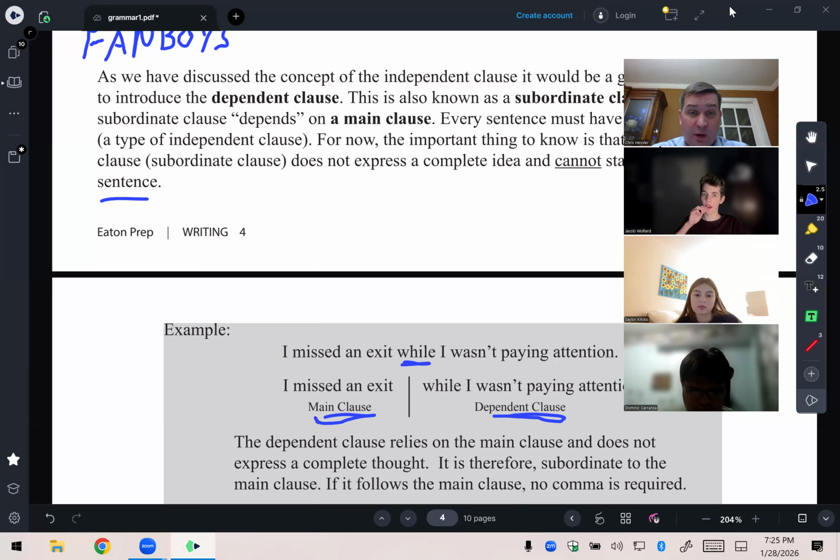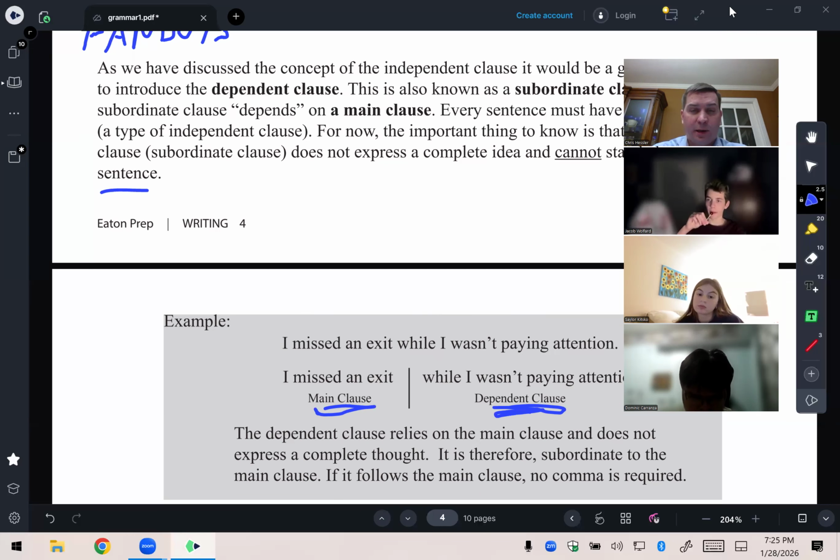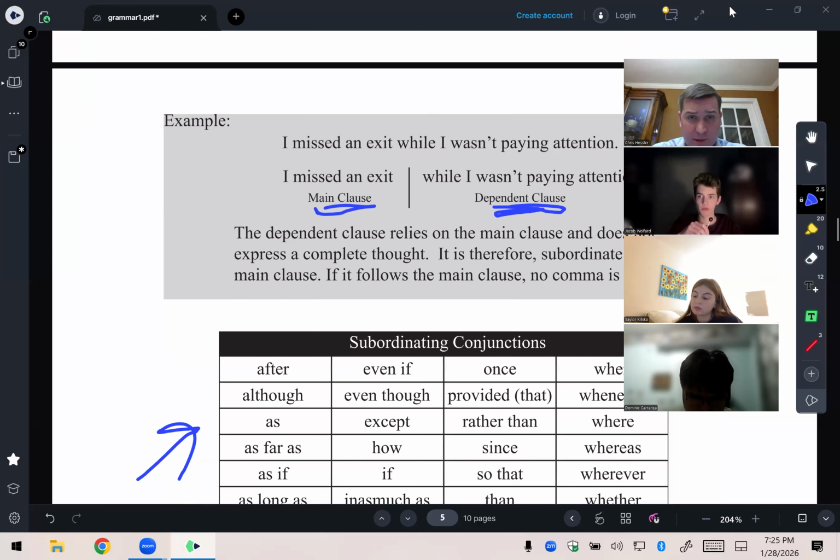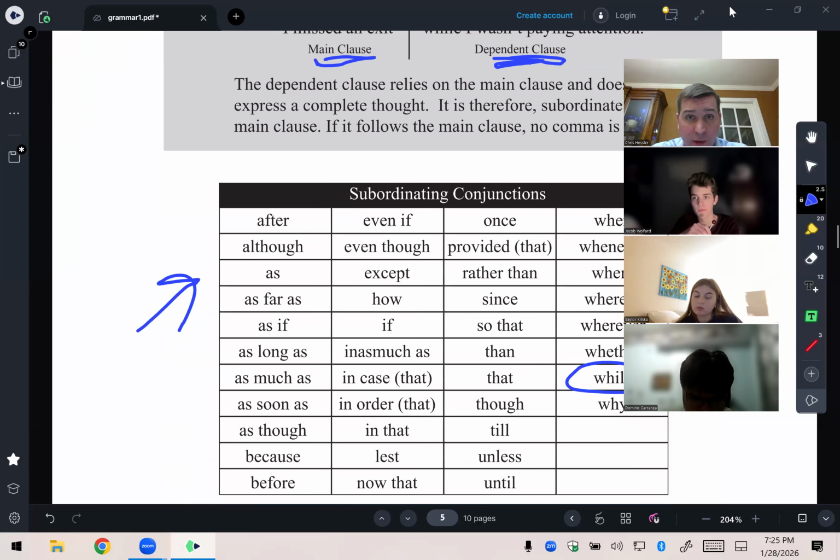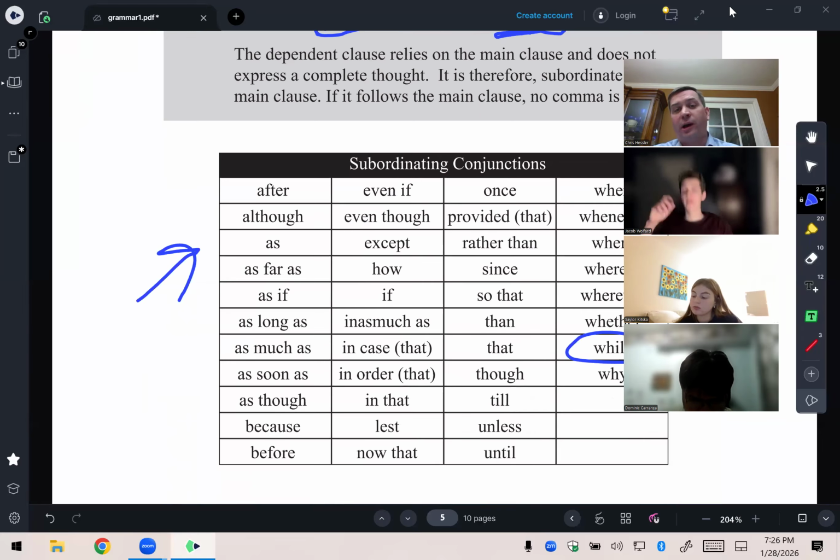So no comma there. If I reverse the whole thing: while I wasn't paying attention, comma, I missed an exit. So there will be a comma if you start with the dependent clause, no comma if you start with the main clause. It's just a comma rule. I know it's like a 5-minute explanation for something that's just a comma rule. So here are all the subordinating conjunctions. There's a big table of them. Don't memorize these.